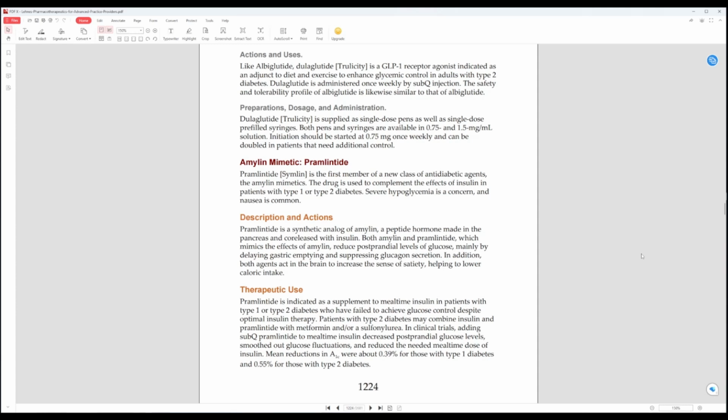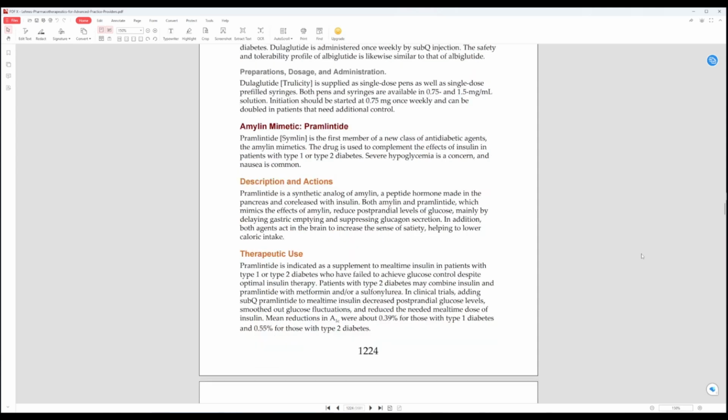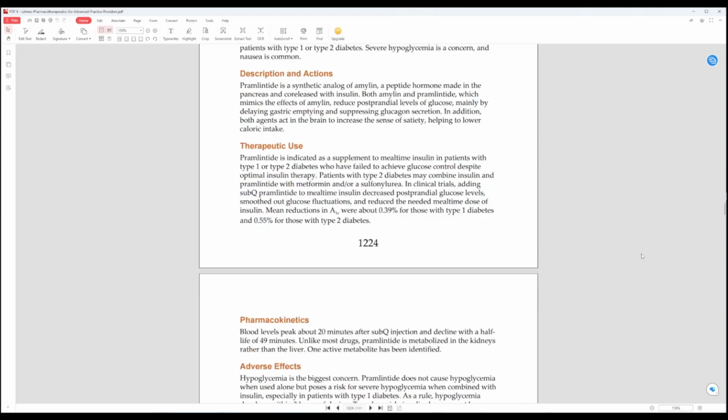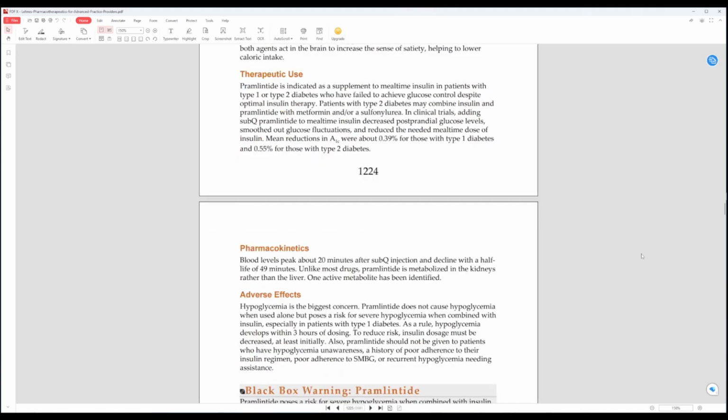lower caloric intake. Its therapeutic use is indicated as a supplement to mealtime insulin in patients with type 1 and type 2 diabetes who have failed to achieve glucose control despite optimal insulin therapy. Patients with type 2 diabetes may combine insulin and pramlintide with metformin and/or a sulfonylurea.